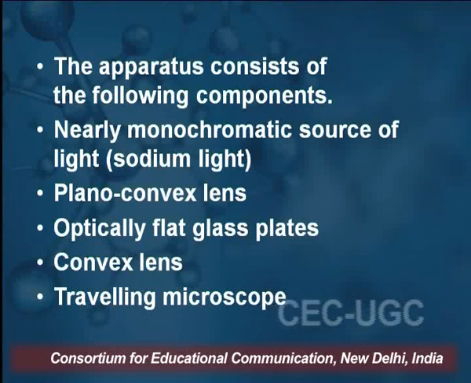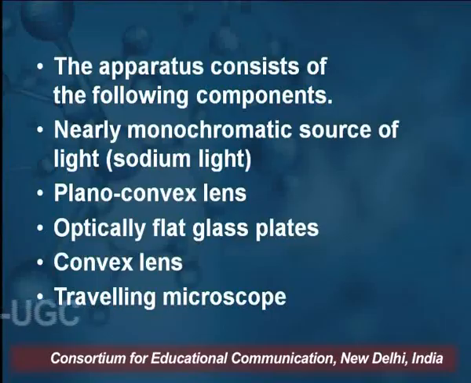So how is it important? Now we just take one by one. Monochromatic source, that is a sodium light, which is used to get the Newton's ring, and we calculate the wavelength of sodium light, the source which we are using. Plano-convex lens, which is mounted on the glass plate, and in between them we get the air film.